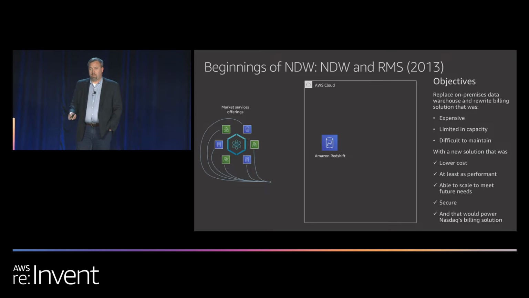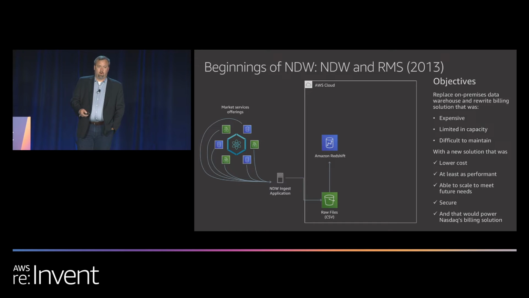This symbol, which you'll see on this slide and many other slides, is a vague representation of all of our exchanges, all of the data that we have on-prem. It represents thousands of different data sources, files, databases, and we needed a way to get all of that data into our new Redshift data warehouse. So we developed an application called NDW Ingest. This was an on-prem solution for gathering all of that data from our on-prem data sources and loading that data into Amazon S3. We just stored the raw files there, and then the NDW Ingest application would do a bulk upload of that data into Amazon Redshift.